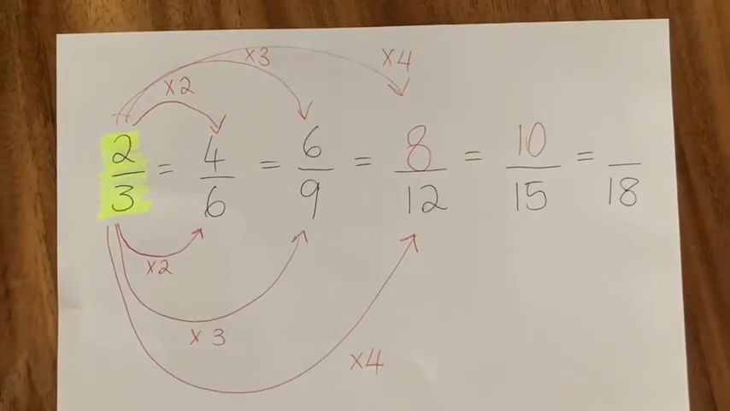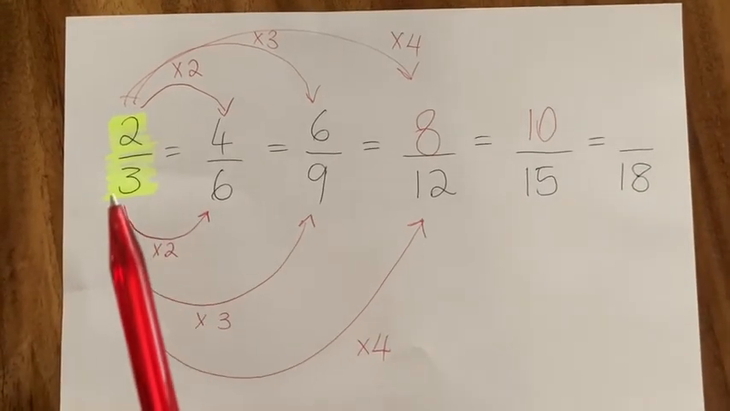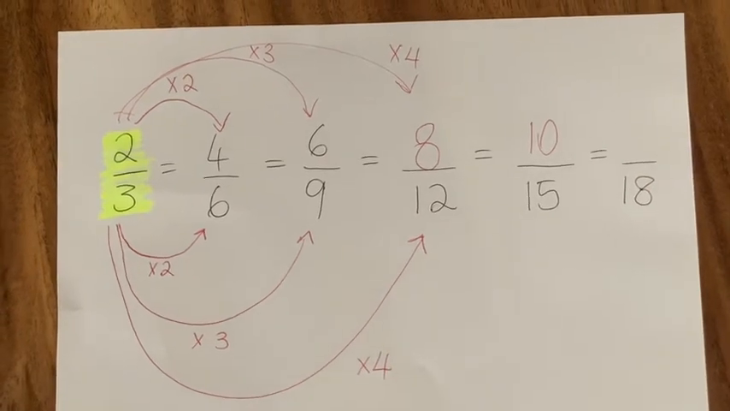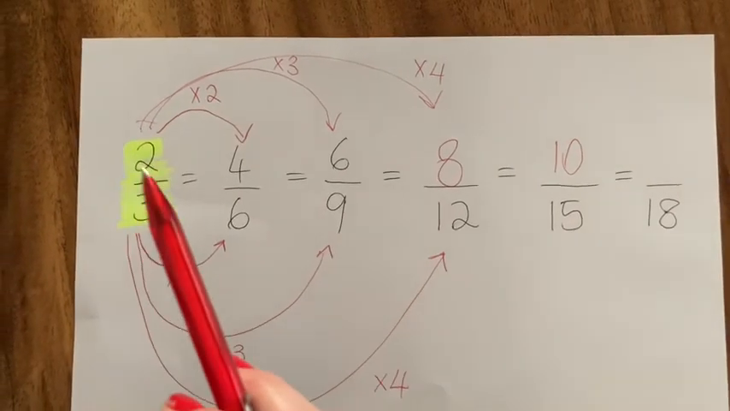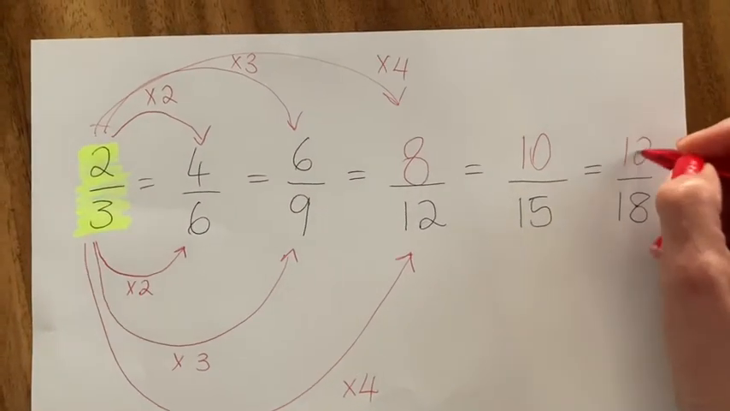You're so clever. You're getting this. And I think you know how to do the last one. What do we multiply 3 by to get 18? The answer is 6. So we'd go 2 times 6, which is 12.